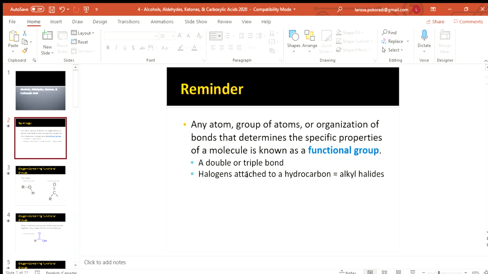Just a reminder, although it's come up a few times, that a functional group is any group of atoms or singular atom or type of bond that is going to make us have a different organic family because of the properties that it's going to present from that functional group. So we've seen double and triple bonds, we've seen halogens, we've seen a benzene ring, and we're going to see a few new functional groups in this presentation that give us 4 new chemical families.